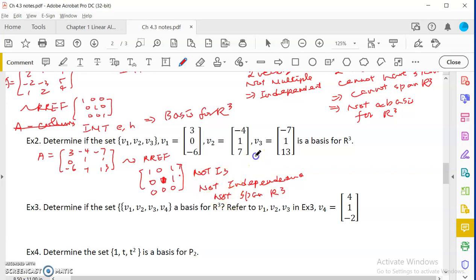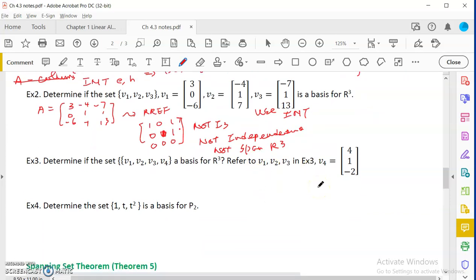So the IMT is very good if you have 3 vectors. What about if I have 4? You cannot skip that case. Maybe I'll give you one more. I would have a new matrix of 3, 0, -6, and -4, 1, -1, and 7, 1, 13, but with one more, which is 4, 1, -2. Would this be linearly independent?